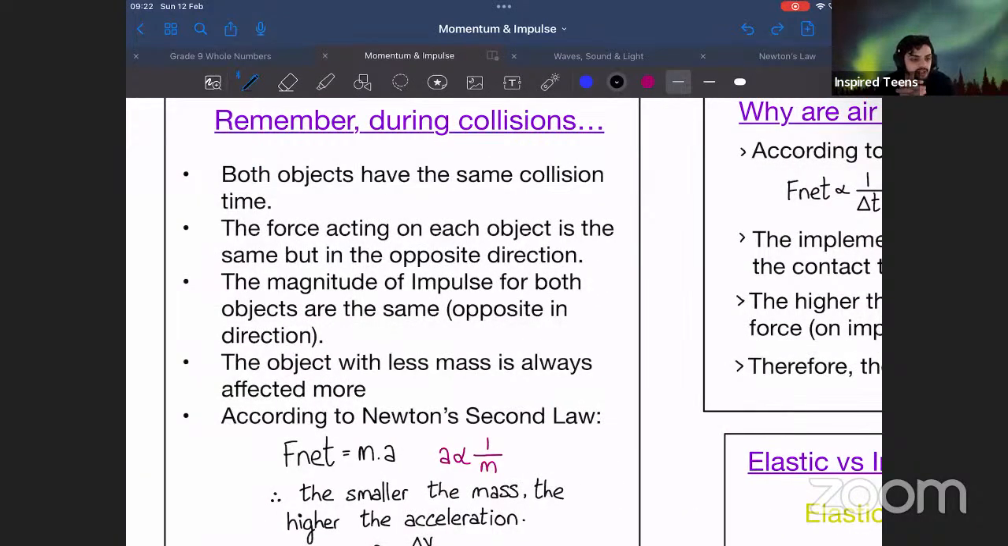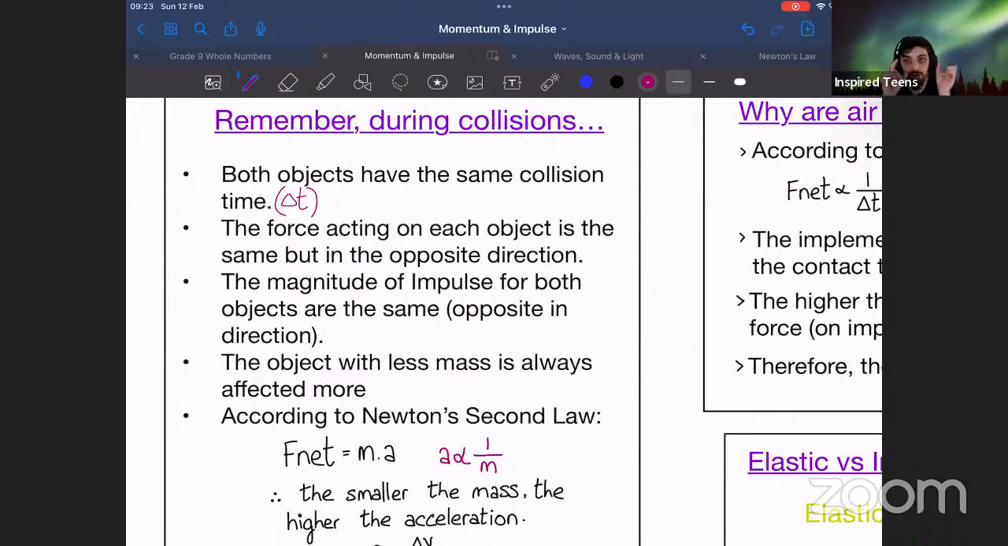Okay, so just things that are important to note. Remember that during collisions, both objects have the same collision time, delta T. They collide with each other for the exact amount of time. Car A hits car B, and they are in contact for the exact same contact time, the period where the two objects are in contact with one another before they separate again after collision. Please remember that this is important for calculations and questions: both objects have the same collision time always.